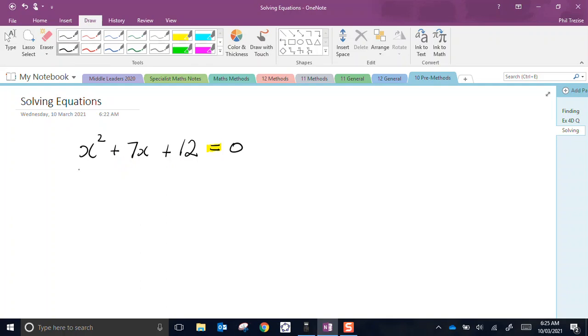This is a quadratic. I can see that it's a monic quadratic. The coefficient in front of the x squared term is a 1. So I need two numbers that add to 7 and multiply to 12. The numbers are positive 3 and positive 4.